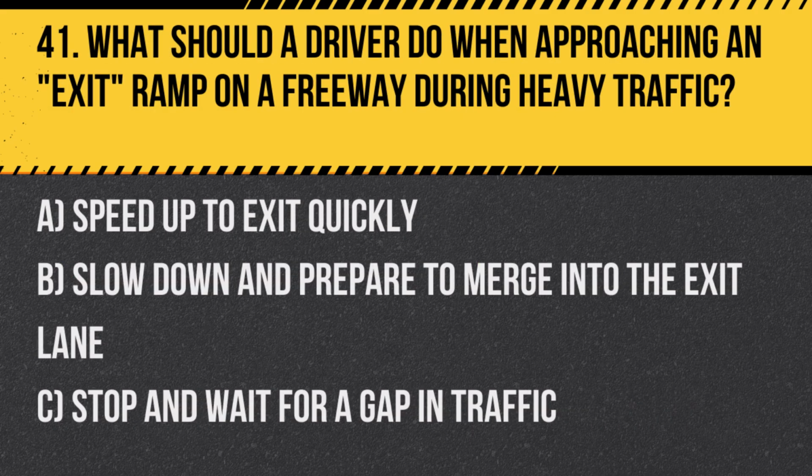Question 41. What should a driver do when approaching an exit ramp on a freeway during heavy traffic? A. Speed up to exit quickly. B. Slow down and prepare to merge into the exit lane. C. Stop and wait for a gap in traffic. Answer. B. Slow down and prepare to merge into the exit lane. Ensure a safe and smooth transition into the exit lane.